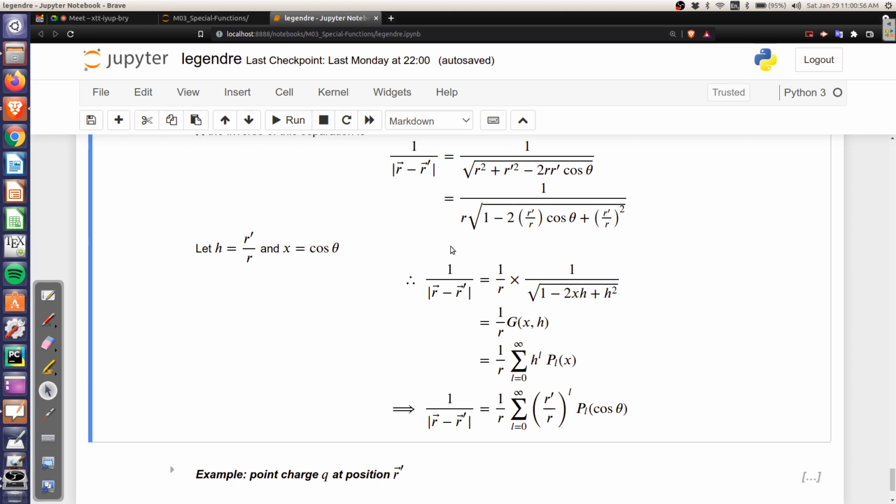So as a result, this 1 by modulus r minus r prime becomes 1 by r times, and here in this quantity we have 1 as it is, minus 2, and r prime by r I'm calling h, and cos theta is x. So this is minus twice x h, and this is h square. Okay, and if you notice, this is nothing but the generating function, right? This is nothing but the generating function. Can you see that?